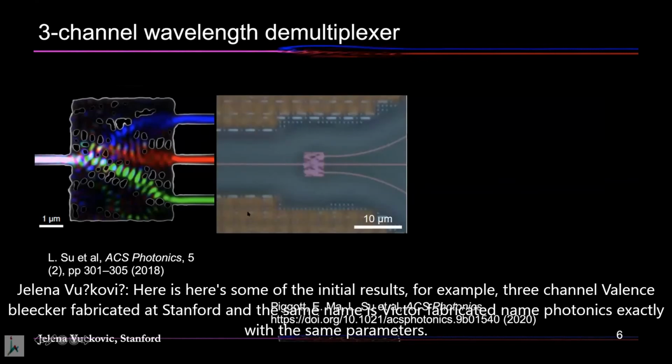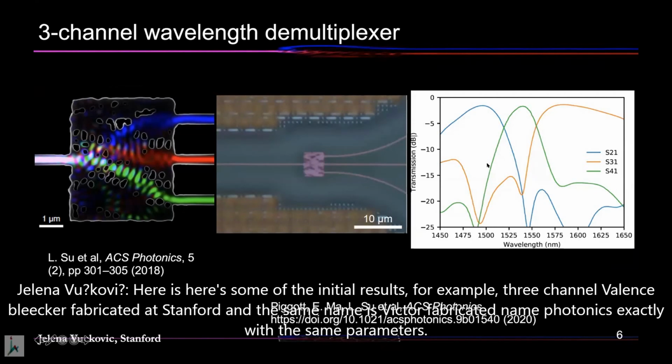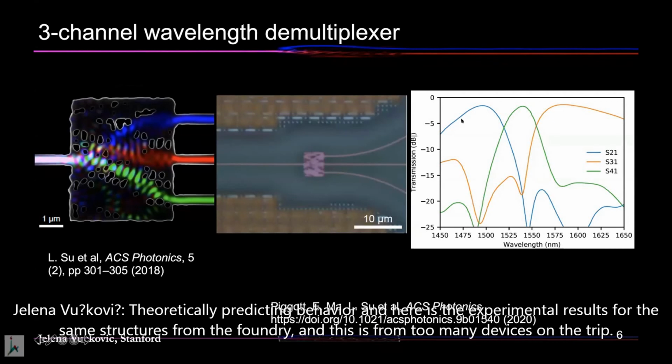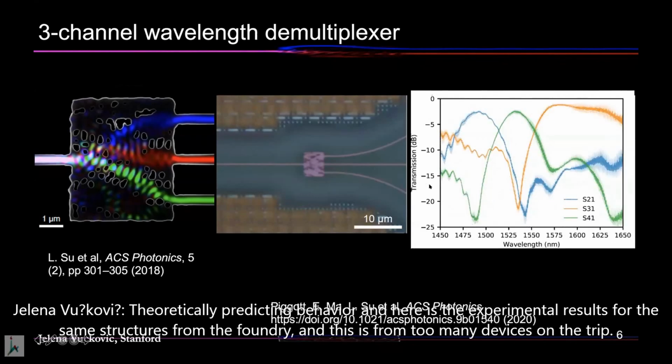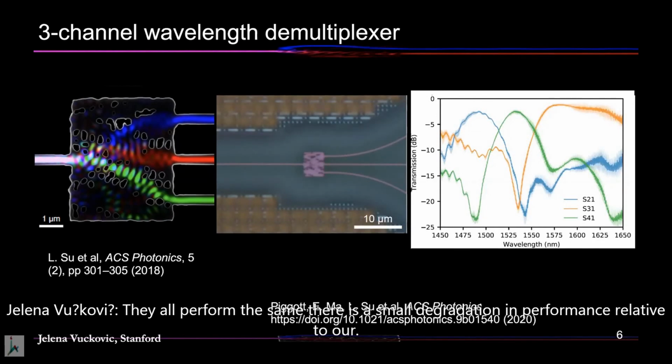For example, a 3-channel wavelength splitter fabricated at Stanford, and the same wavelength splitter fabricated in AIM Photonics, exactly with the same parameters, with the theoretically predicted behavior. And here is the experimental result for the same structures from the foundry. And this is for the many devices on the chip. They all perform the same.